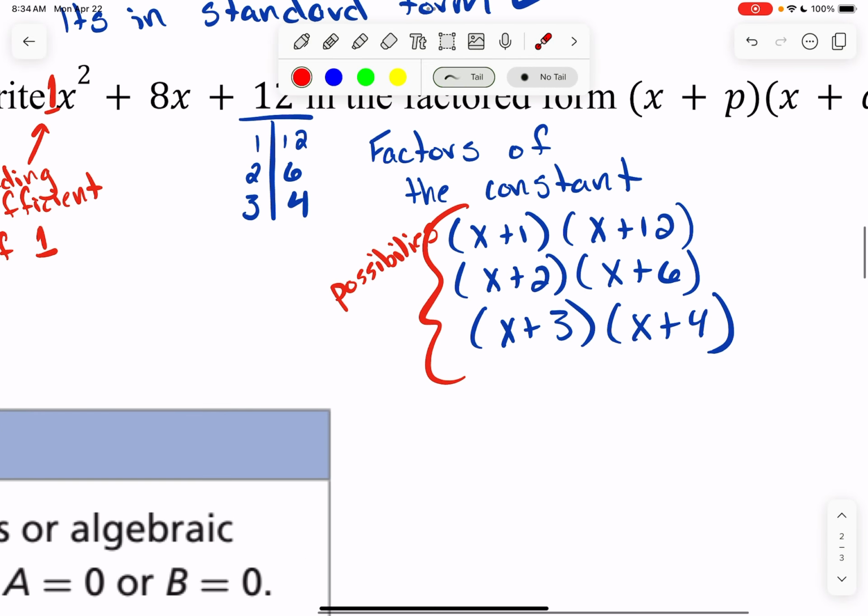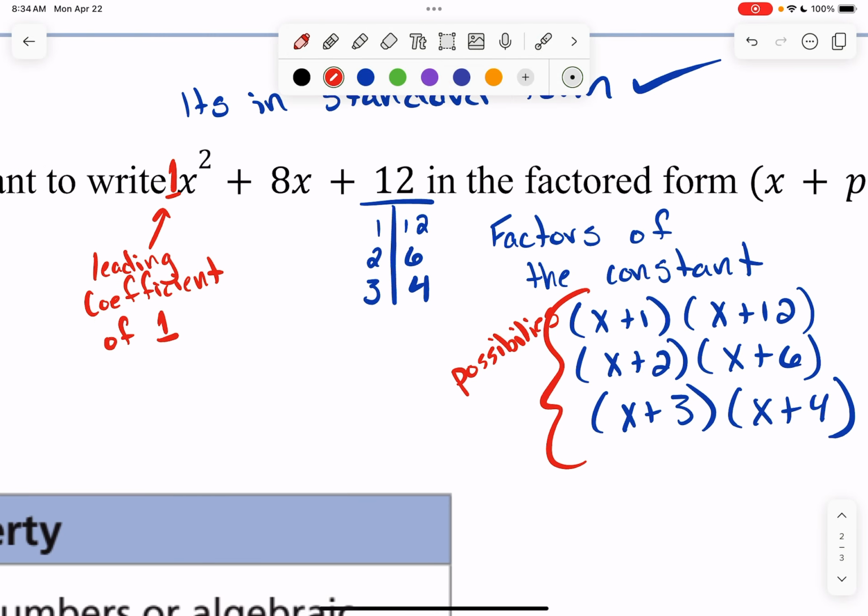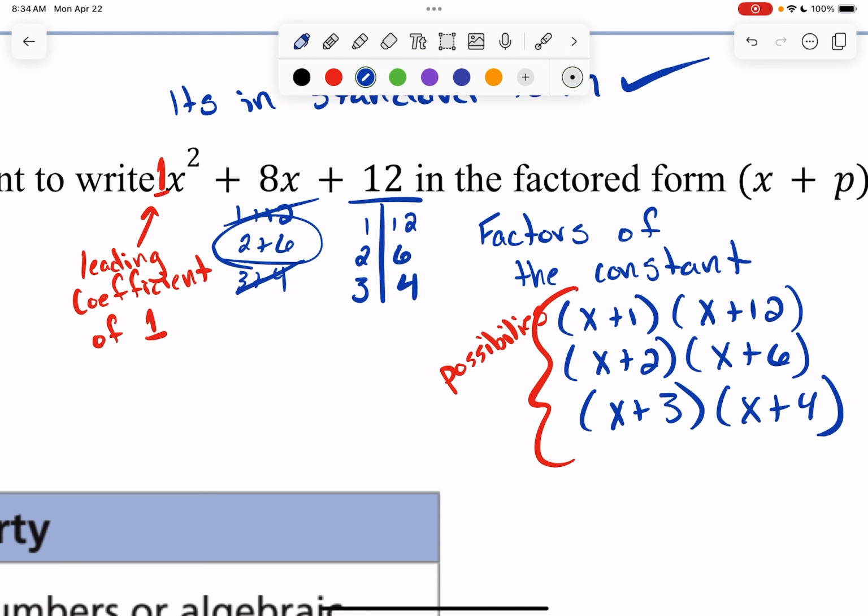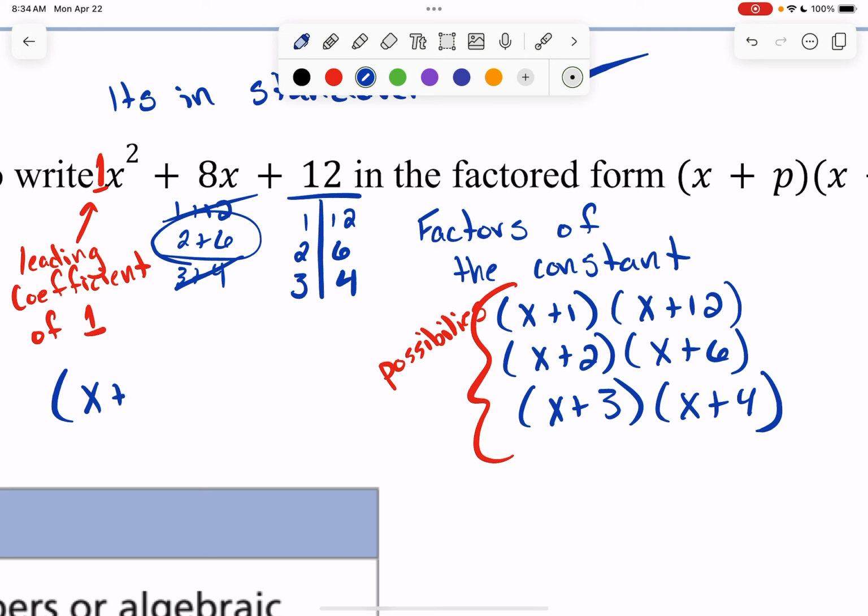So let's go ahead and add these. If I add 1 plus 12, does that give me 8? No. 2 plus 6? Oh, that one does. 3 plus 4? No. So 2 plus 6 works. So that tells me that this is going to factor into x plus 2, x plus 6.